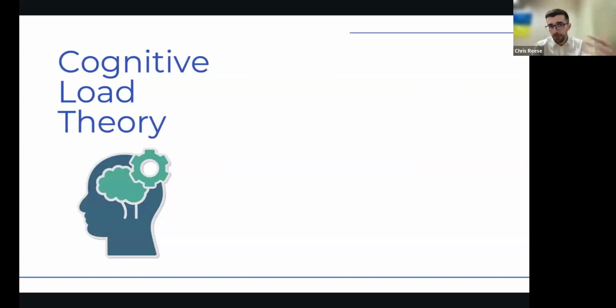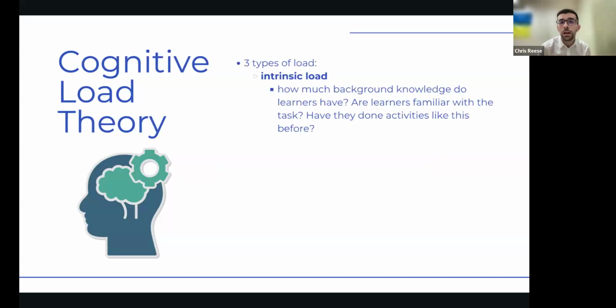When we think about setting up an activity, one of the reasons that people struggle sometimes is they get a bit overloaded. Well, what kinds of overload can we cause? Well, one is what's referred to as intrinsic load. Now, this means how much background knowledge do the students have? Are learners familiar with this task? Have they done activities like this before? Is it a routine for them? If not, they're going to need a lot of brain power just to understand what's going on if it's a completely new task for them.